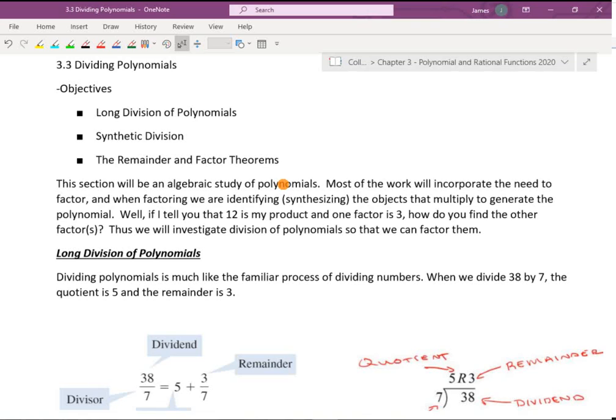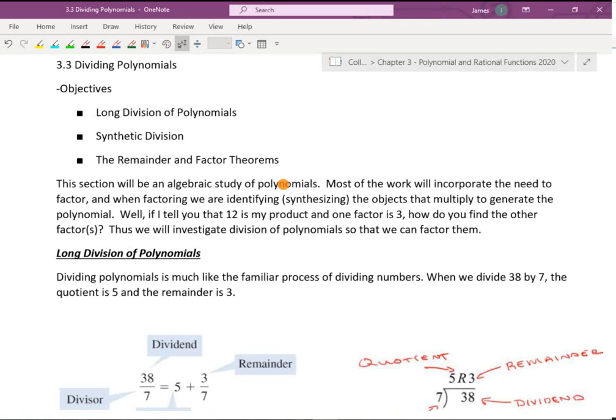So we're going to start with the long division of polynomials, which is something you know how to do if you know how to do long division of whole numbers. Okay. So this section will be an algebraic study of polynomials. Most of the work will incorporate the need to factor. When factoring, we're identifying or synthesizing the objects that multiply to generate the polynomial.